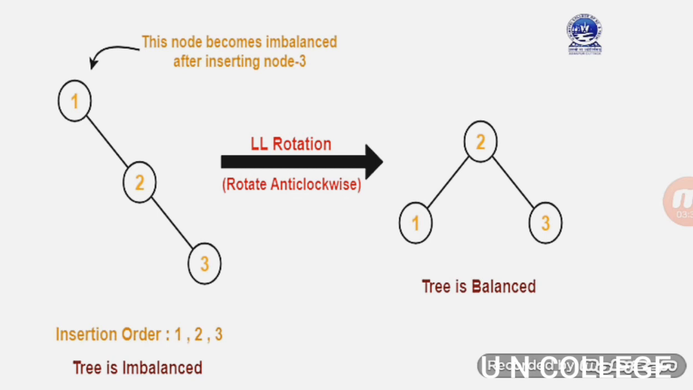In this slide you can see that I have represented LL rotation. Rotation is anti-clockwise. Let 1, 2, 3 be the initial tree, which is imbalanced because 1 is the root, 2 is the right child, and 3 is the right child of 2. So we make 2 the root or parent, 1 the left child and 3 the right child. In this way we have made it balanced.